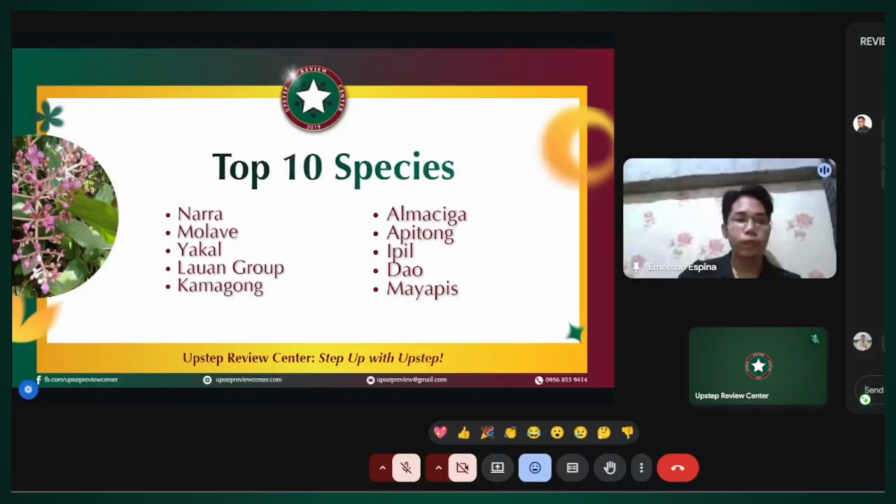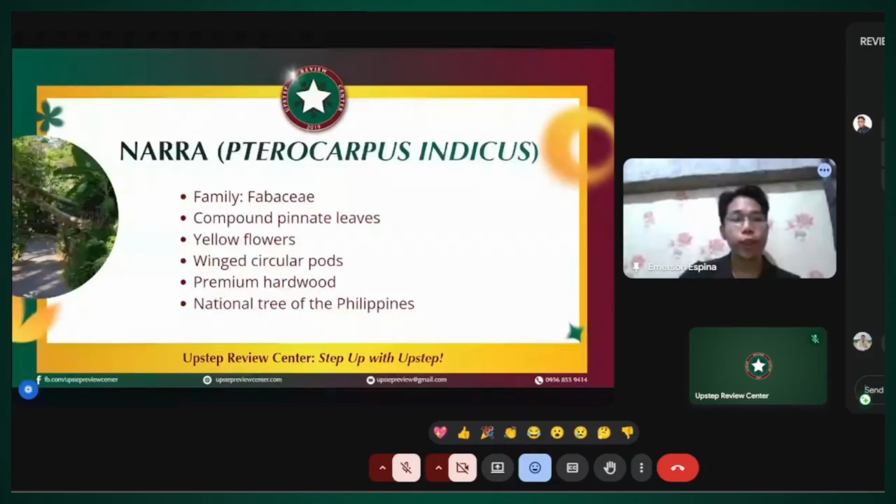So we have here the Narra, from the family Fabaceae. Then again, if you're gonna remember one species in this lecture, that should be Narra. Narra is the national tree of the Philippines, and key characteristics to remember: it has compound pinnate leaves. It has yellow flowers, and very distinct for this species is the winged pods, and it's also considered premium hardwood and an excellent furniture wood as well.